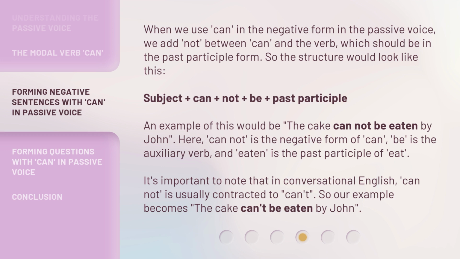Here, cannot is the negative form of can, be is the auxiliary verb, and eaten is the past participle of eat. It's important to note that in conversational English, cannot is usually contracted to can't. So our example becomes, "The cake can't be eaten by John."